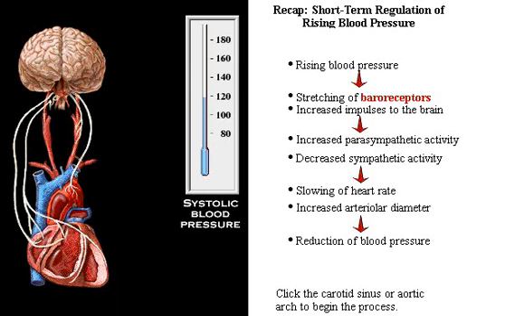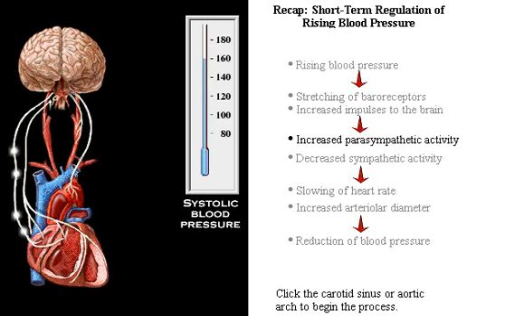Let's recap the short-term regulation of rising blood pressure. Click on the carotid sinus or aortic arch to begin the process. In response to rising blood pressure, baroreceptors stretch, increasing impulses to the brain. This leads to increased parasympathetic activity and decreased sympathetic activity, resulting in slowing of the heart rate and increase in the diameter of the arterioles and consequently a reduction in blood pressure.